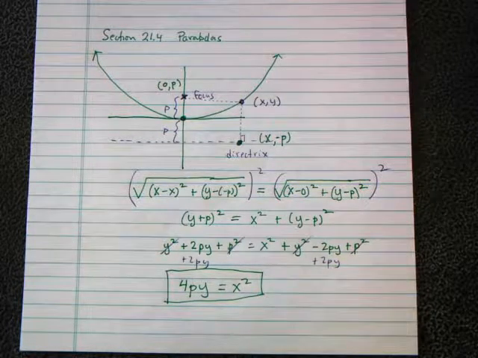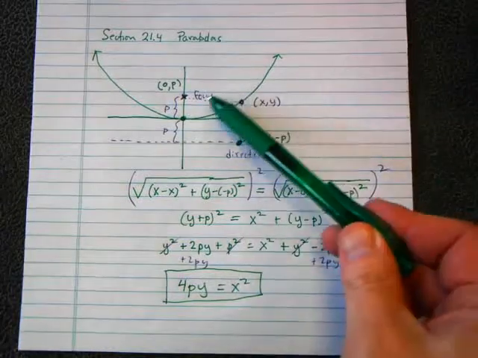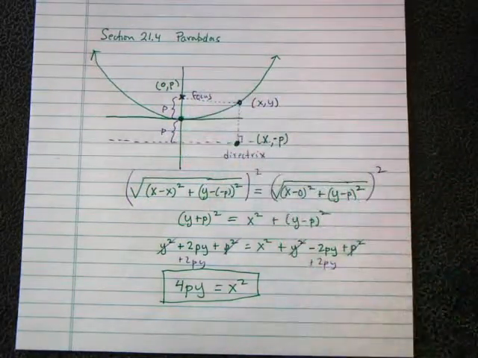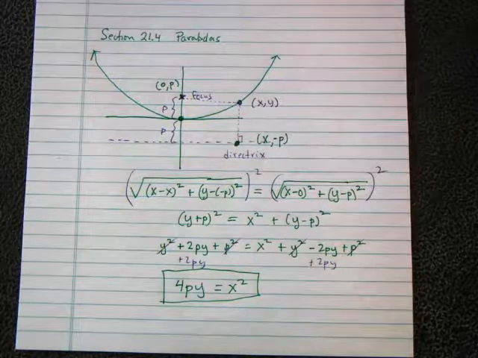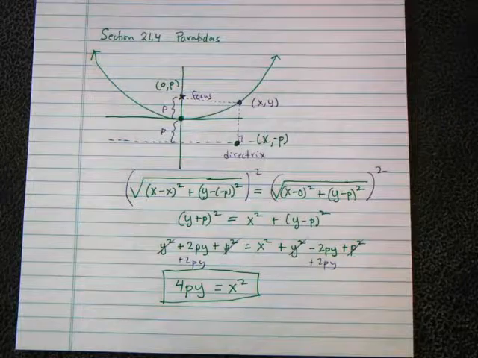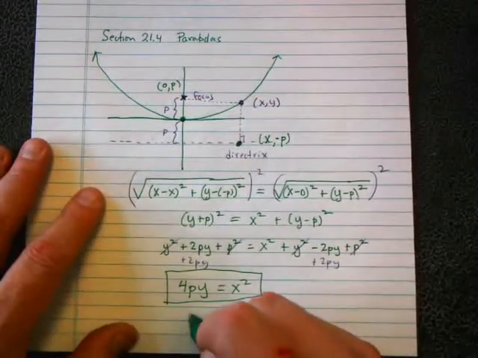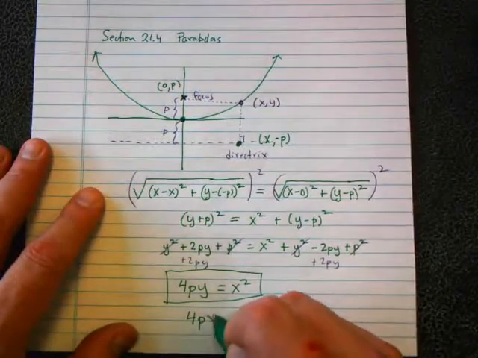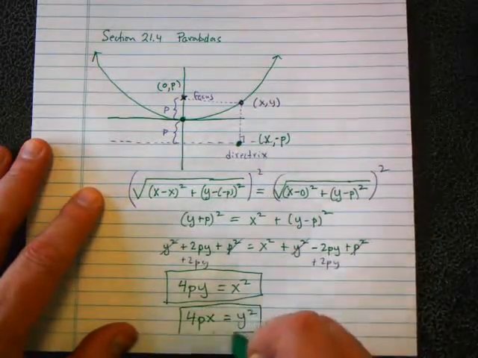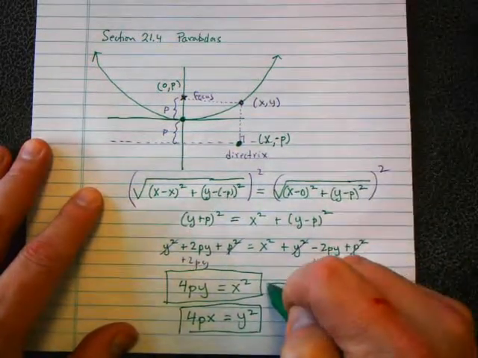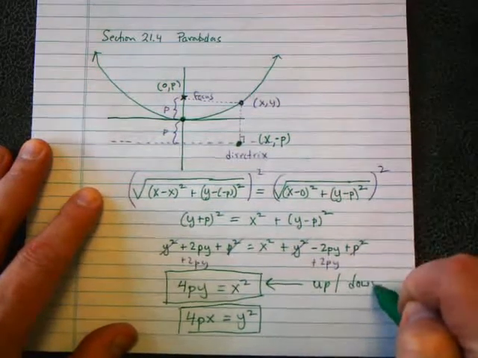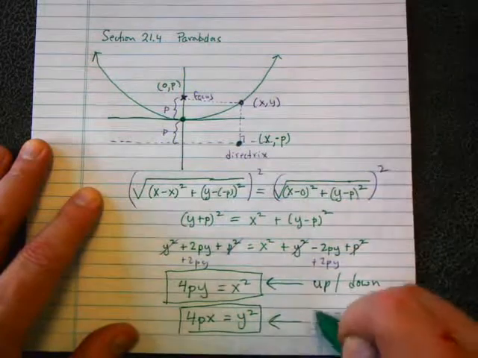What if I wanted the parabola to go sideways? Any ideas on how I could make the parabola go sideways? No? But you're close. Flip the x and y. So we could also have 4px equals y squared. So this equation is up and down, and this one will open left and right.